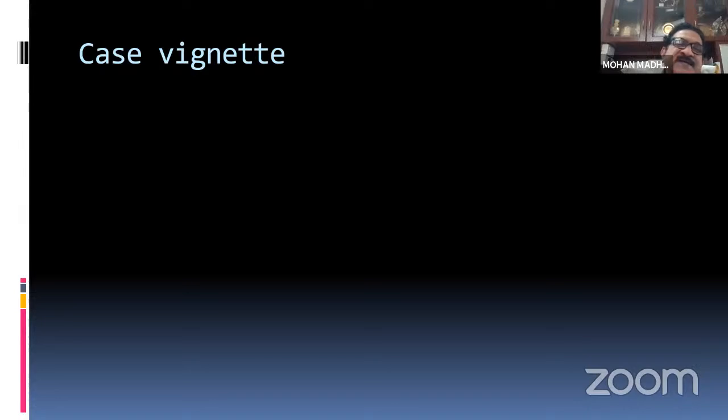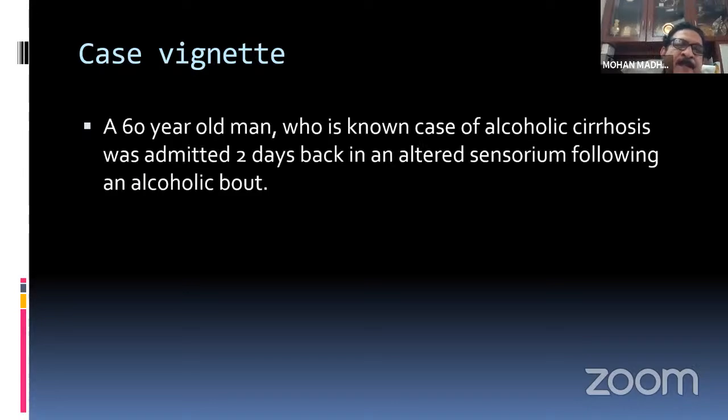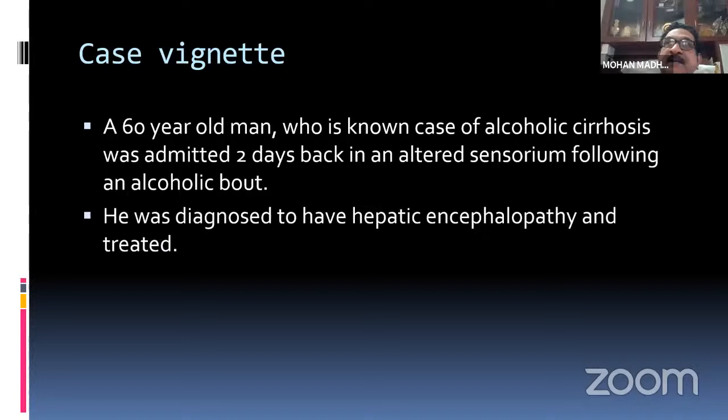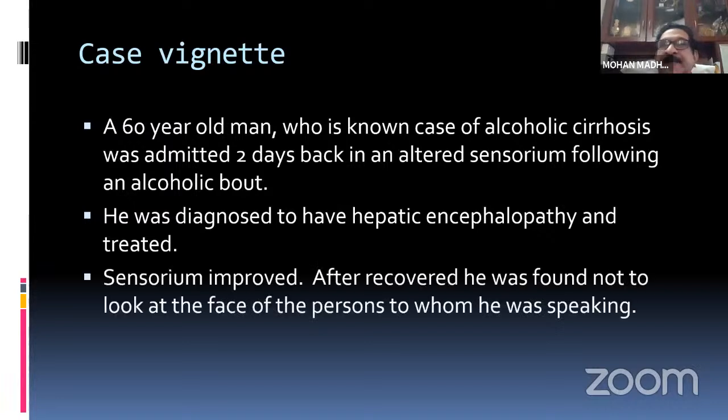This is another interesting case. A 60-year-old man, a known case of alcoholic cirrhosis, was admitted 2 days back in an altered sensorium following an alcoholic bout. He was admitted under the hepatology gastroenterologist. He was diagnosed with hepatic encephalopathy and was put on treatment. His sensorium improved.